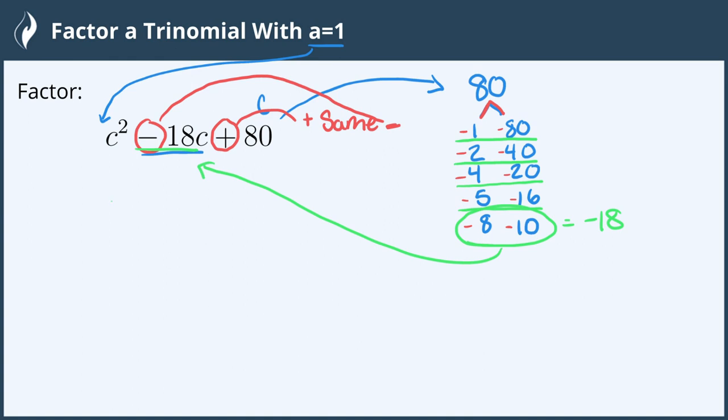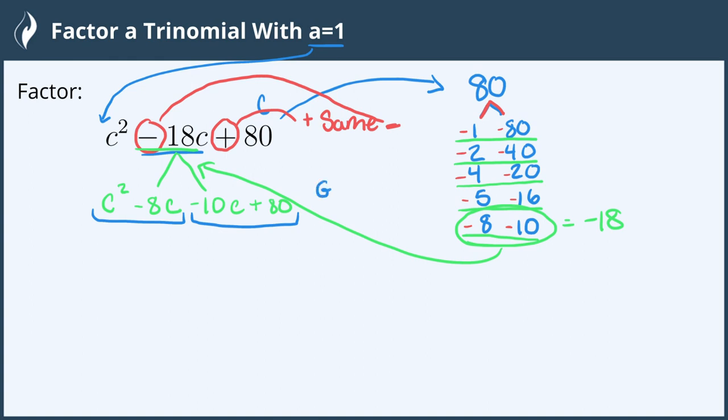And so we can replace it and rewrite it as c squared minus 8c minus 10c plus our final term, which is still 80. And you'll notice that we just replaced the negative 18c middle term with negative 8c and negative 10c, which make negative 18c. Now that we've done that, we can group our first two terms together and our second two terms together. Now some may ask, is it okay if I have negative 10c first and then minus 8c? It will still factor. It doesn't matter the order, both ways work.